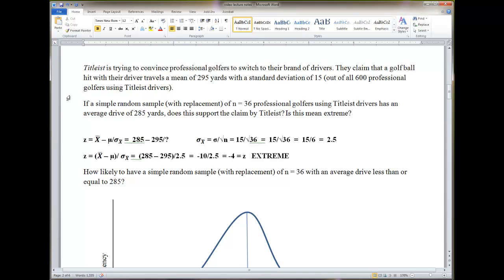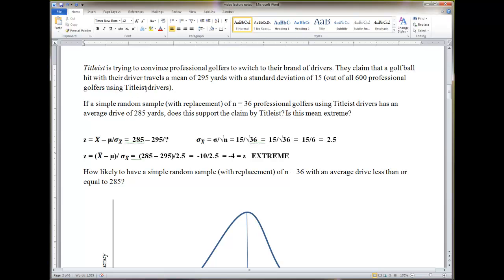Titleist is trying to convince professional golfers to switch to their brand of drivers. They claim that a golf ball hit with their drivers travels a mean of 295 yards, so that's our population mean, with a standard deviation of 15. So that's our population standard deviation. And this is out of a population size of 600 professional golfers.